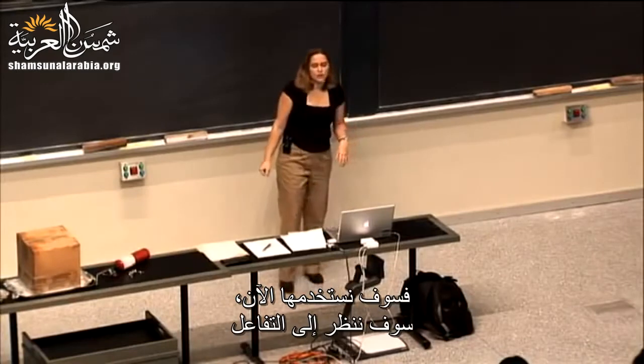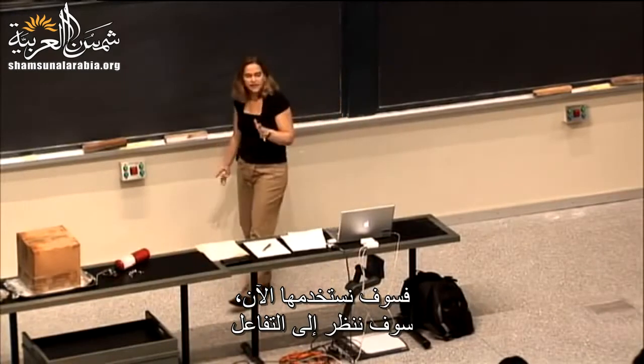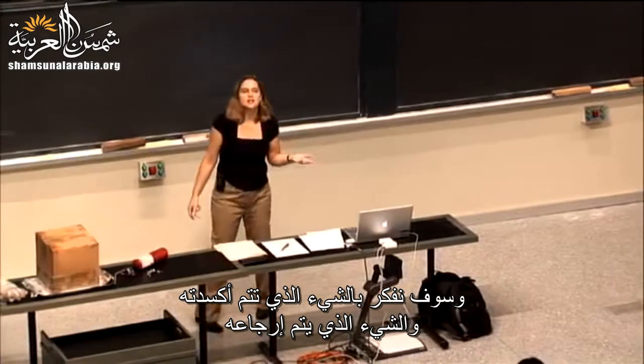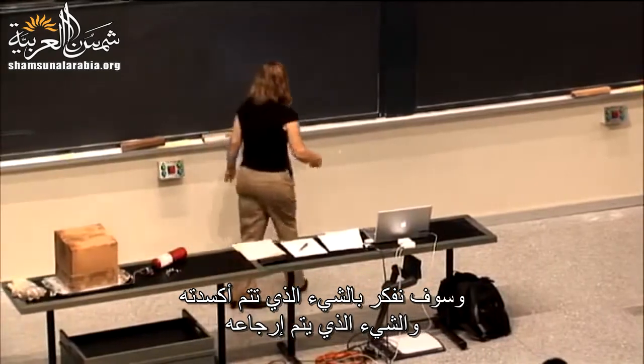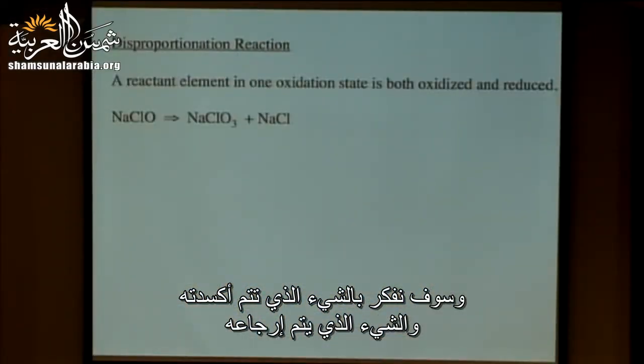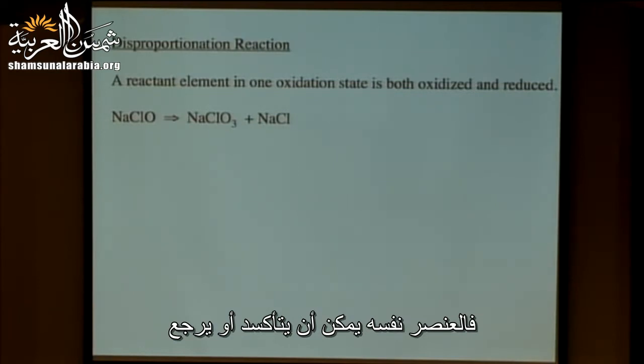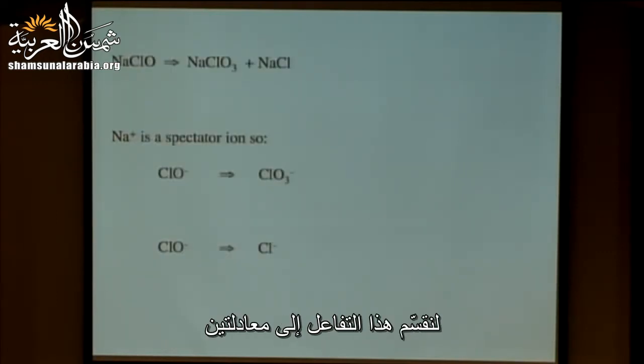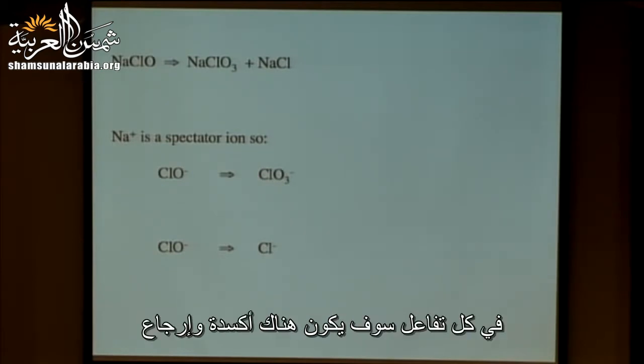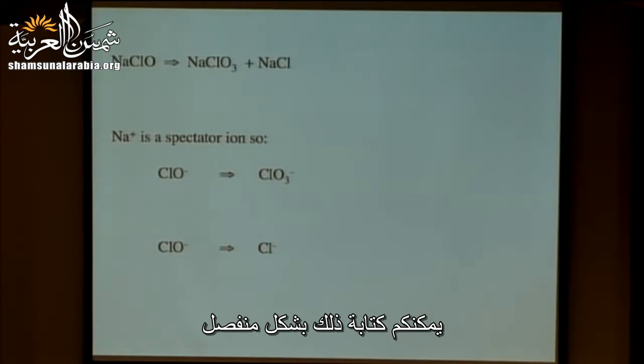So now we're going to use them. We're going to look at a reaction, and we're going to think about what's being oxidized and what is being reduced. And in this particular type of reaction, a disproportionation reaction, the same element can be both oxidized and reduced. So let's break this down into 2 equations. In every reaction, there's going to be an oxidation and a reduction, and so you can write those separately.